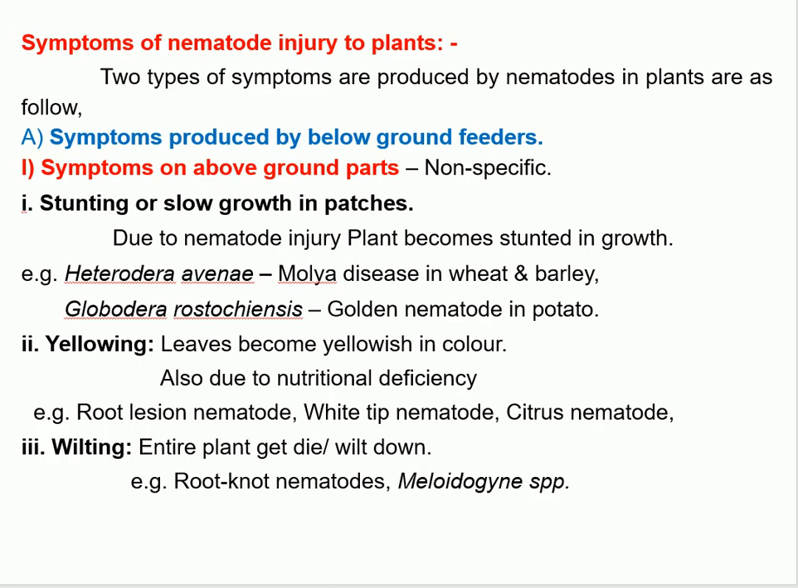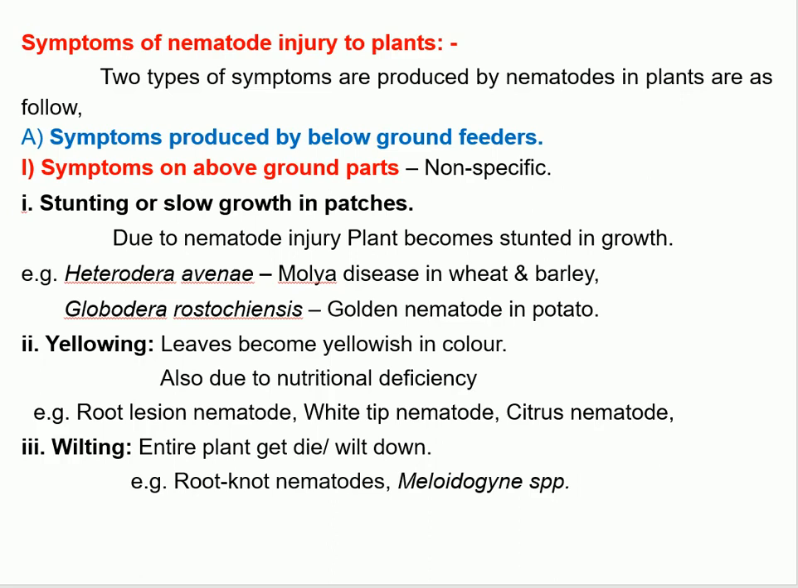Due to nematode injury, the plant becomes stunted in growth. For example, Heterodera avenae causes molya disease in wheat and barley. Second example, that is Globodera rostochiensis, the golden nematode in potato.